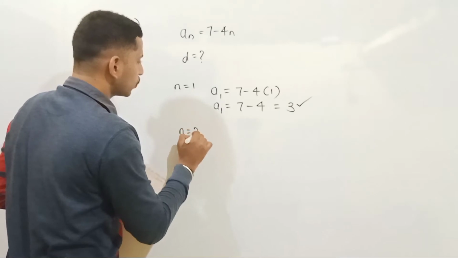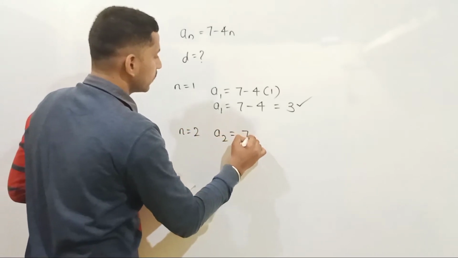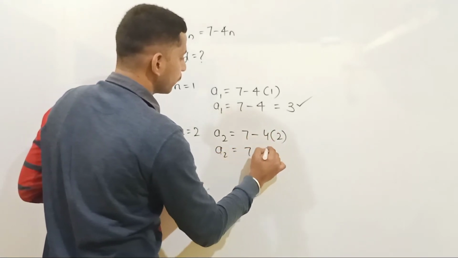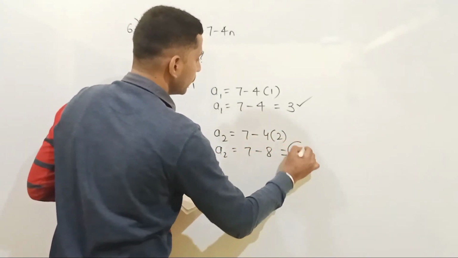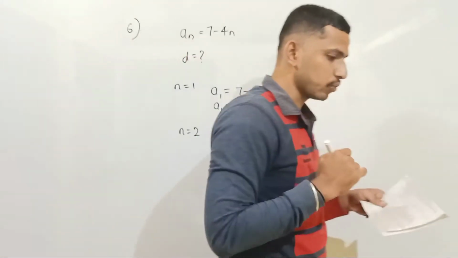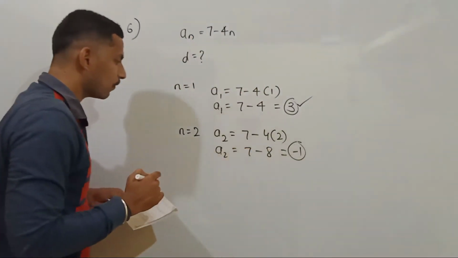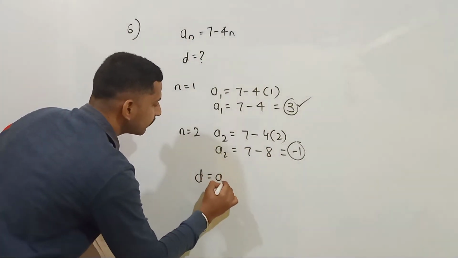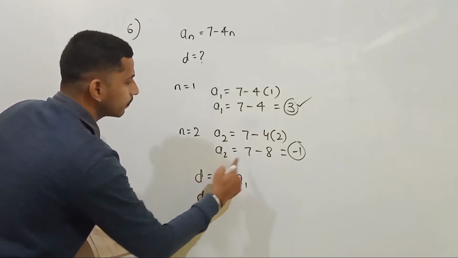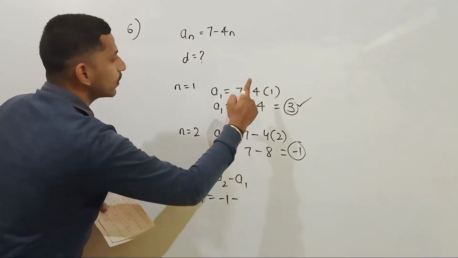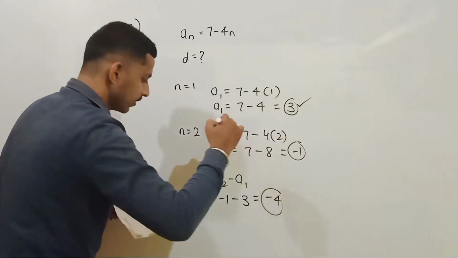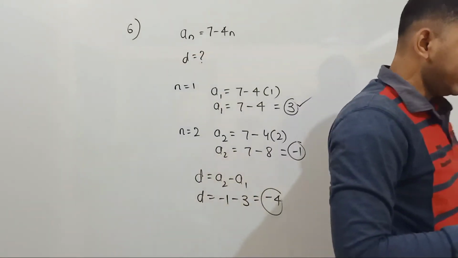Now when n is equal to 2, A2 is equal to 7 minus 4 into 2. A2 is equal to 7 minus 8, that is minus 1. This is the first term and this is the second term. It is enough to know two terms to find the value of D. What is D? That is nothing but A2 minus A1. Therefore D is equal to, what is the value of A2? Minus 1 minus of, what is A1? 3. Therefore the value of D is minus 4. Therefore we got the value of D here.